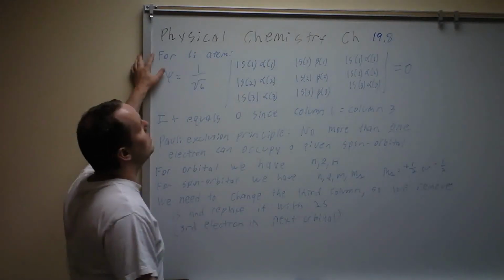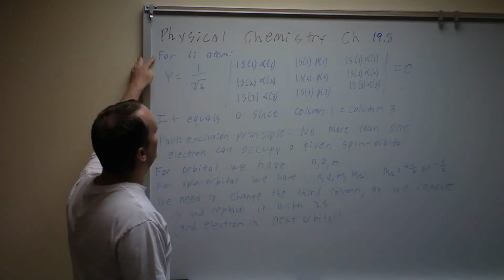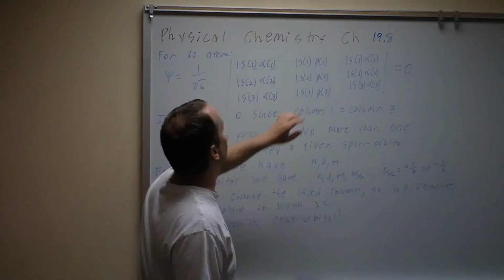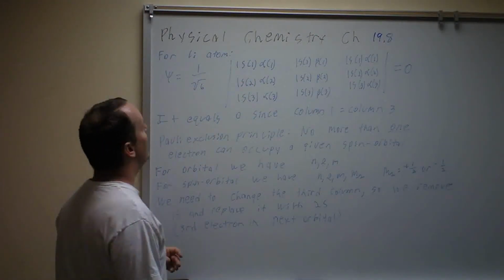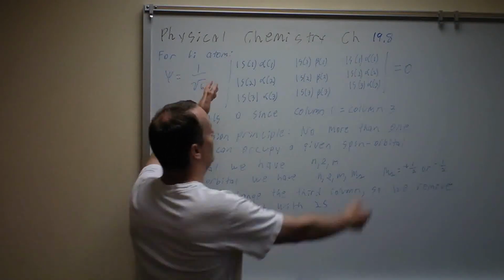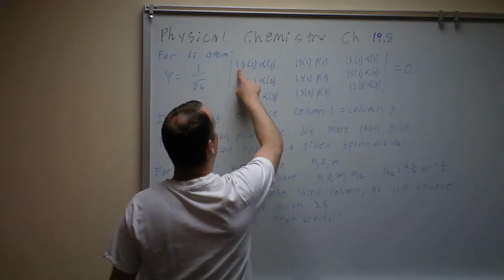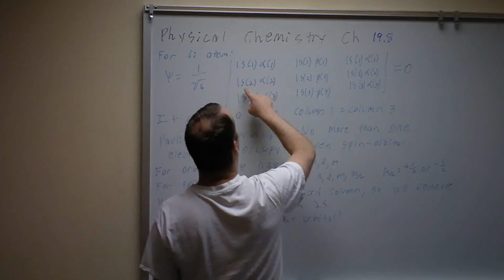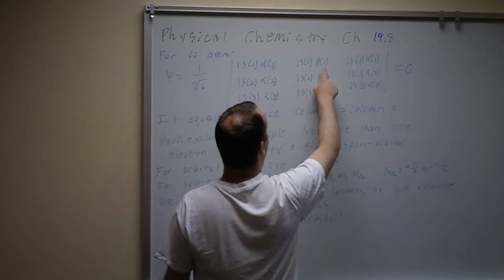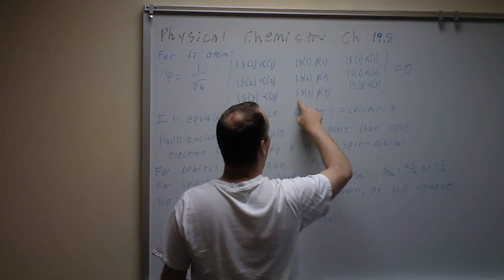Continuing on physical chemistry, chapter 19, section 8. So now we're talking about a lithium atom. We did this matrix the same way as before, but putting in the actual functions. So psi for the lithium atom is 1 over the square root of 6 times this entire matrix. We have 1s1 alpha 1, 1s2 alpha 2, 1s3 alpha 3, 1s1 beta 1, 1s2 beta 2, and 1s3 beta 3.